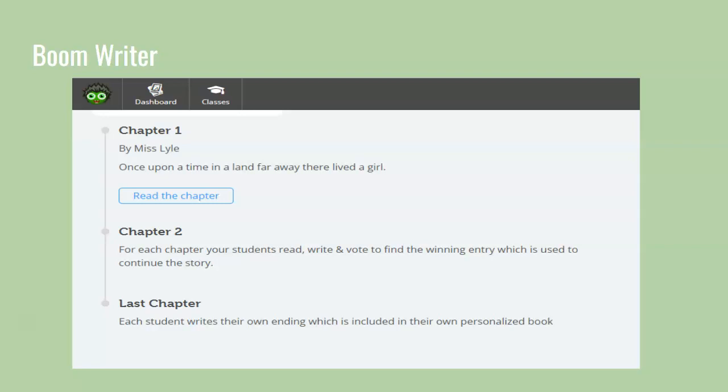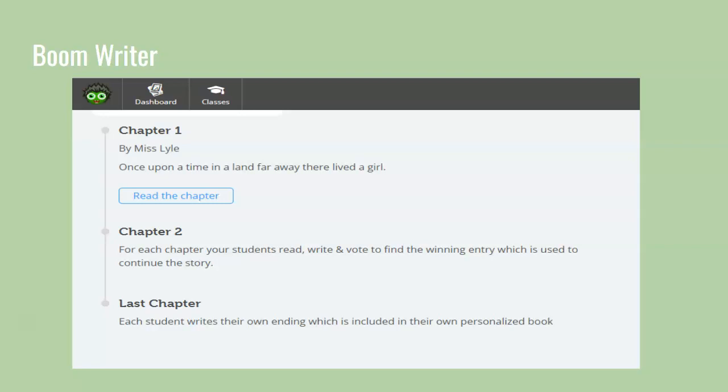The way that this works is that every single student in the class will write what they think should happen in Chapter 1. So they all write Chapter 1. After everyone has finished, the class then reads all of the different chapters and votes on which one they like the best and which one should be included for Chapter 1. So whichever one wins will become Chapter 1. They will do the same thing for Chapter 2, where they all write Chapter 2 and then vote on which chapter they like the best and have that become the official Chapter 2.